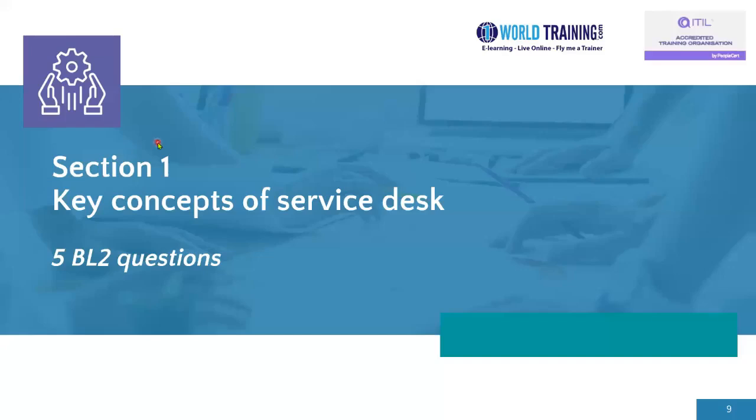Let us begin our learning journey about the service desk practice with Section 1. In Section 1, we will be covering the key concepts of the practice. Of the 20 questions in the exam, 5 will be from this section. All those 5 questions will be at understanding level, not application level, meaning they would be at Bloom's level 2 and not Bloom's level 3. The exam is a mix of both Bloom's level 2 understanding and Bloom's level 3 application questions.